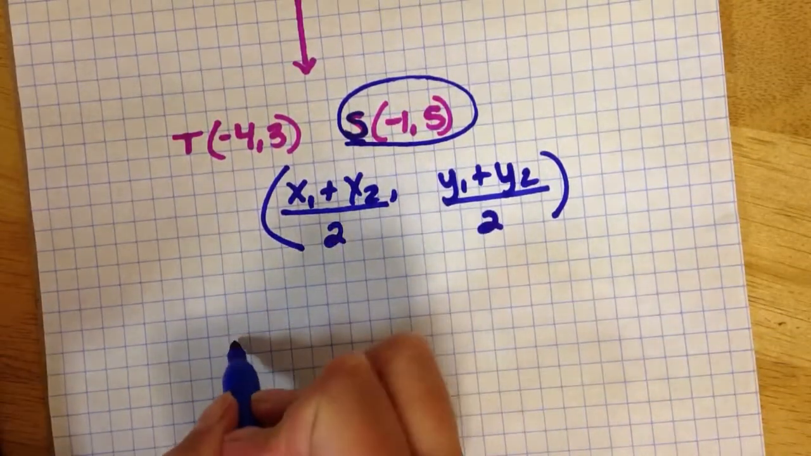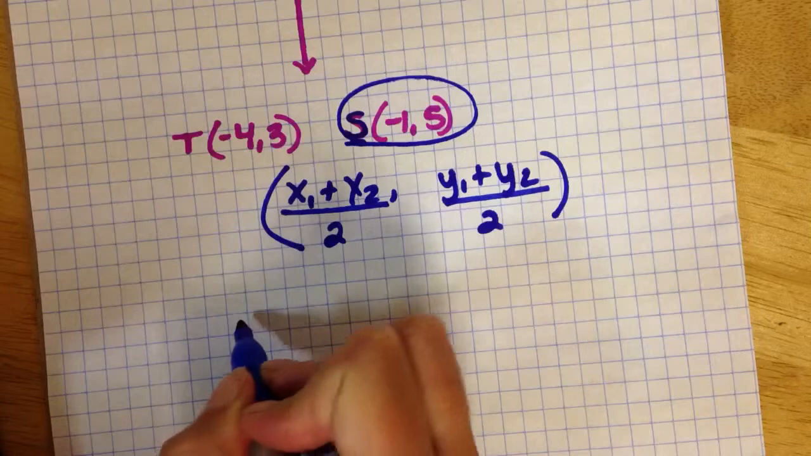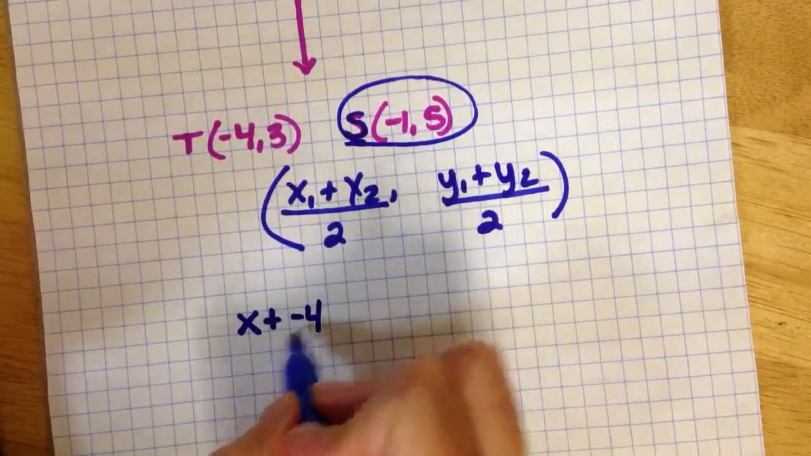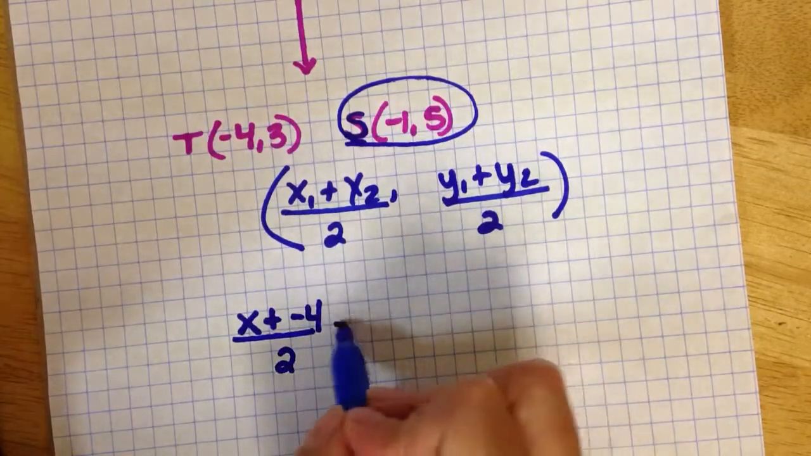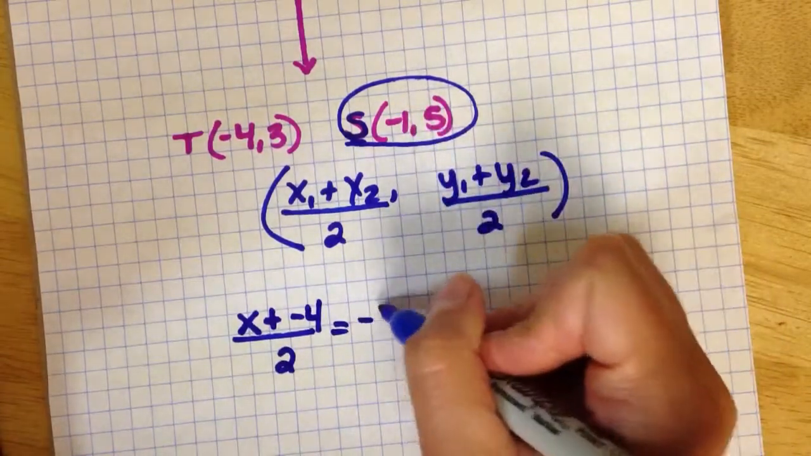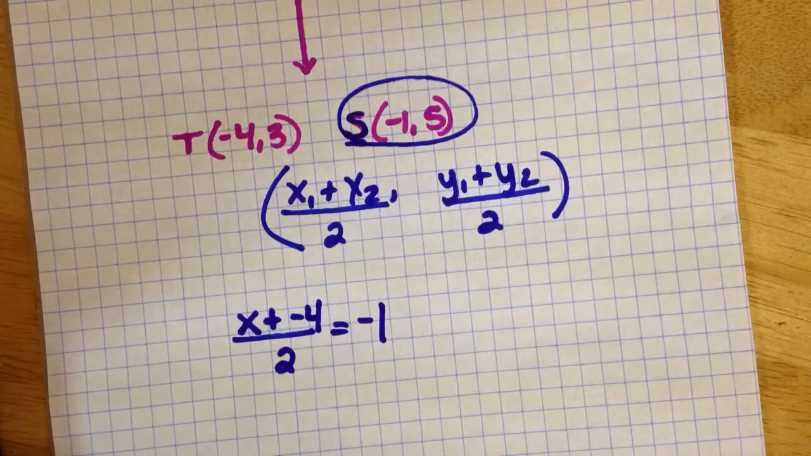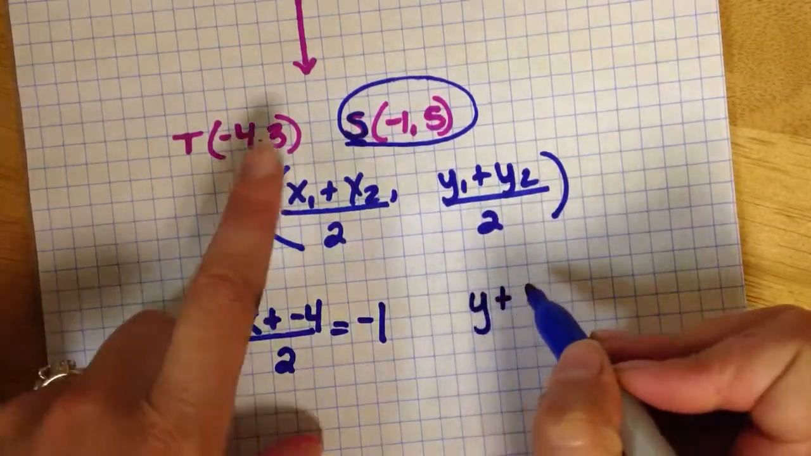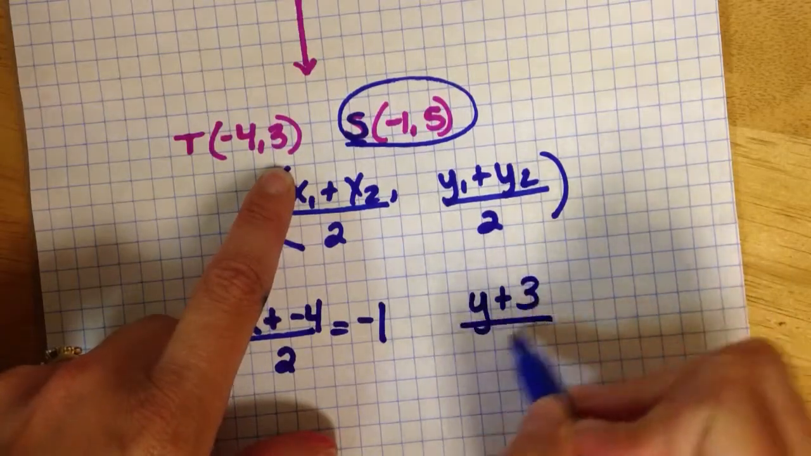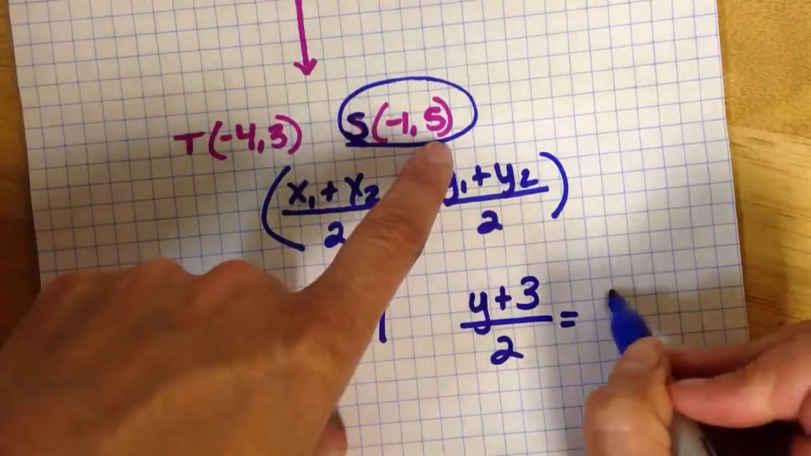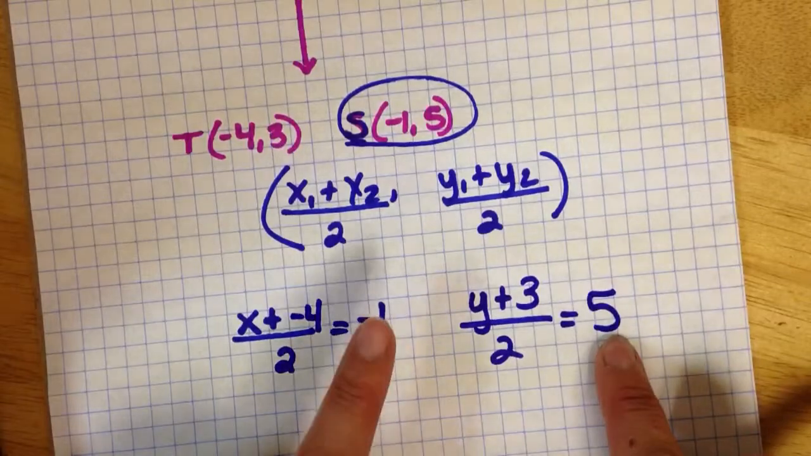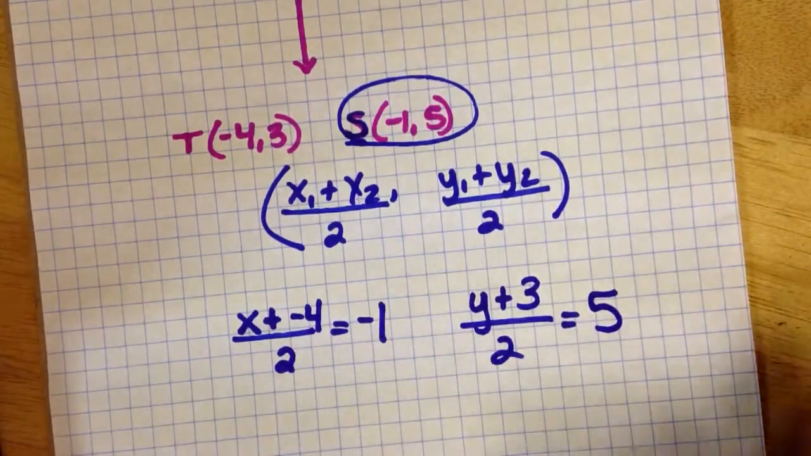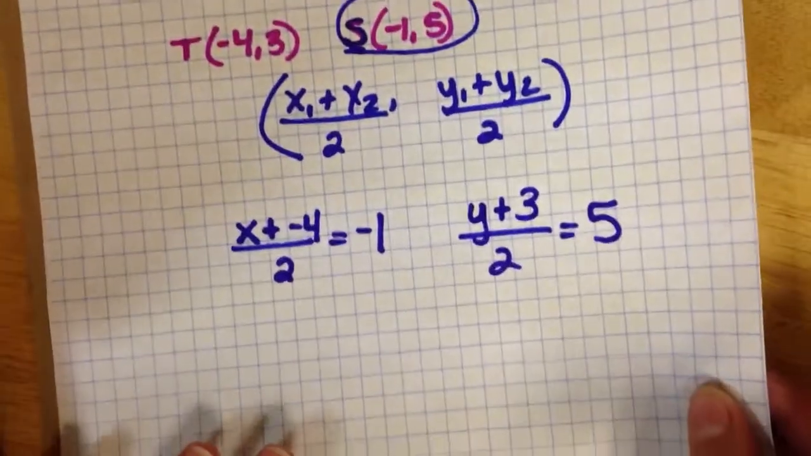So what I'm going to do is I'm going to say, what x value plus this -4, divided by 2, would equal the -1 for the midpoint? And then same thing for the y. What y value plus 3, divided by 2, would give us the y value answer. So there's my answer that I'm looking for, -1, 5. So I've basically just set up two small algebraic equations that I'm going to solve.